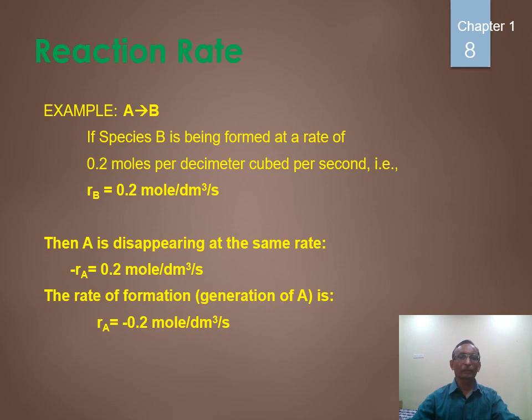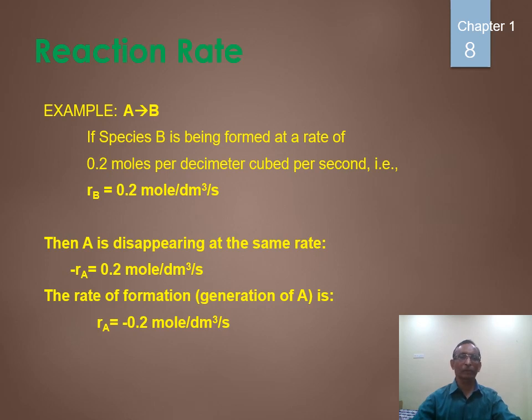For example, A gives B. If species B is being formed, from the reaction it appears that it is going to form at a rate of 0.2 moles per decimeter cube per second. At what rate is it going to form? 0.2 moles per dm cube per second. That is how we are going to mention it. It is going to form, which means plus sign. Plus RB equal to 0.2 mole per decimeter cube per second.